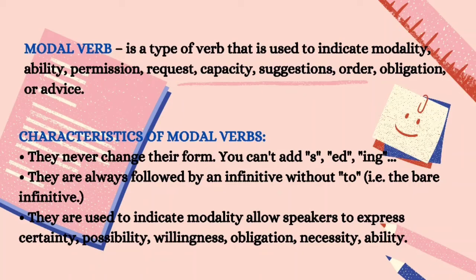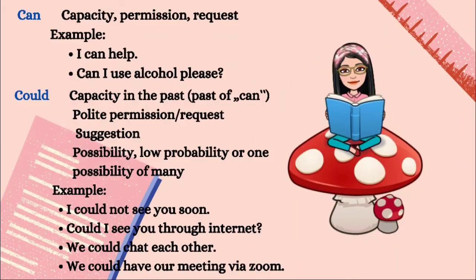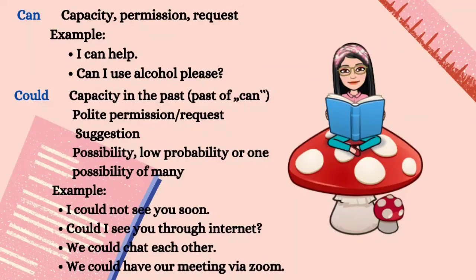Characteristics of modal verbs. They never change their form. You can't add s, ed, or ing. They are always followed by an infinitive without to. Example, the bare infinitive. They are used to indicate modality and allow speakers to express certainty, possibility, willingness, obligation, necessity, and ability. Modal verbs are: can, indicates capacity, permission, request.